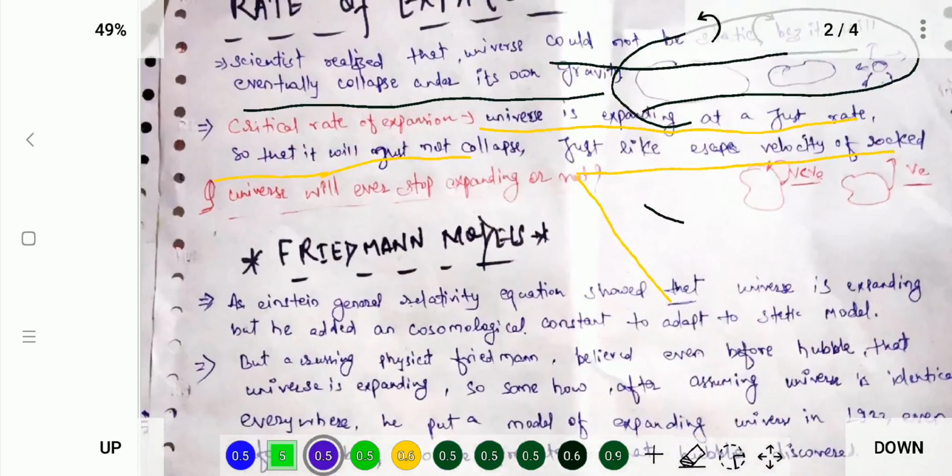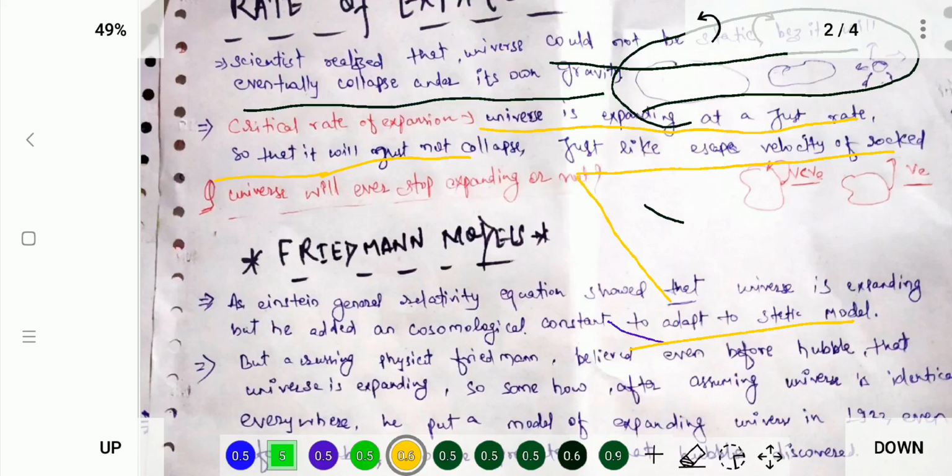Let's respect him. As Einstein's general relativity equation showed that the universe is expanding, but he added a cosmological constant to adapt the static model. Especially, what I can say is that first he discovered that the universe, according to his equations, what he was writing on paper, must be expanding. But all people say that it is static. So I must add some constant to prevent that, so that they will accept my equation.